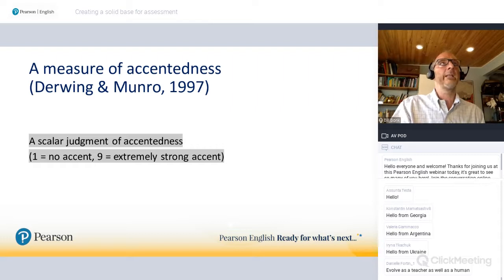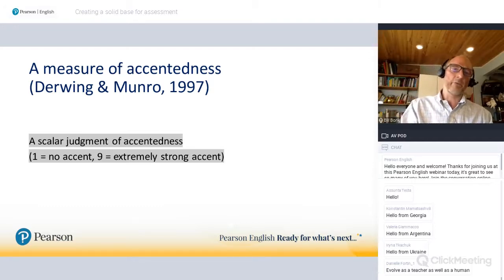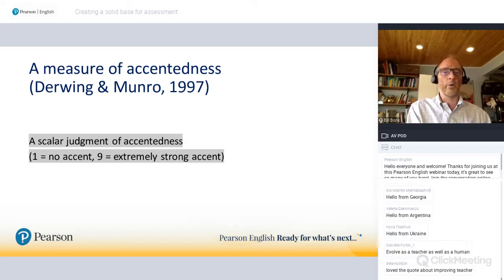Before we begin talking about the design principles or best practices for writing and using rubrics, I'd like to just show some examples of rubrics. I'll start with some very simple ones. Derwing and Monroe wrote an academic paper around accentedness, or the amount of accent that people had when speaking in a foreign language.